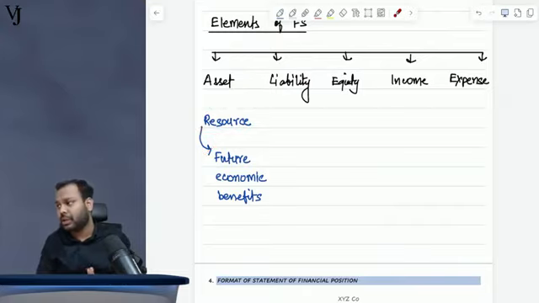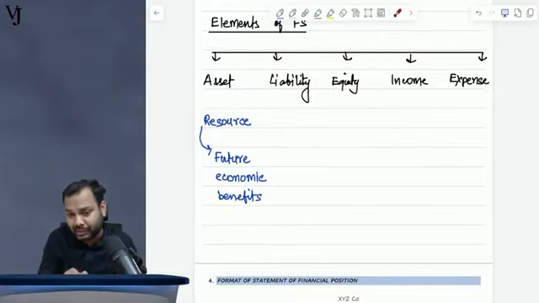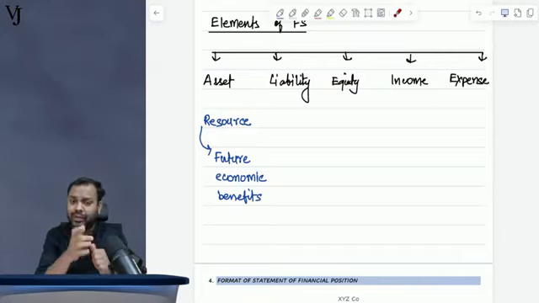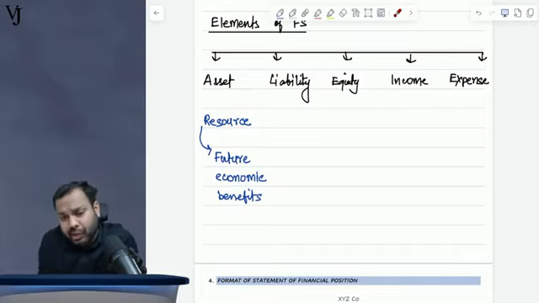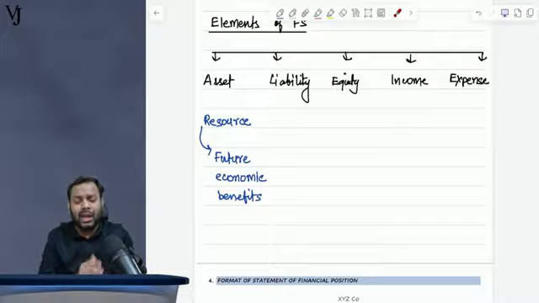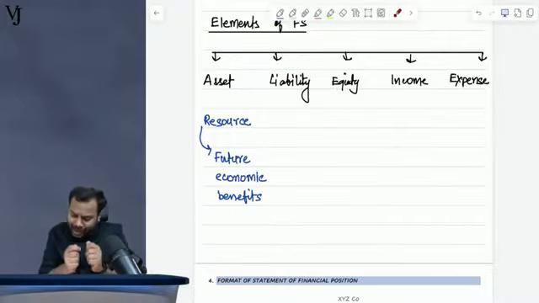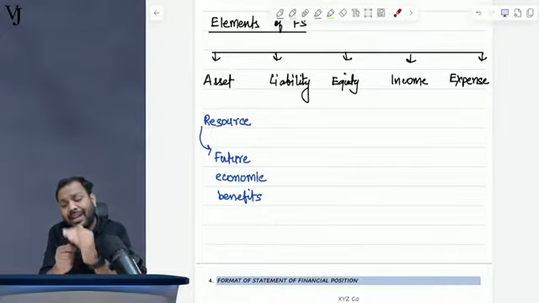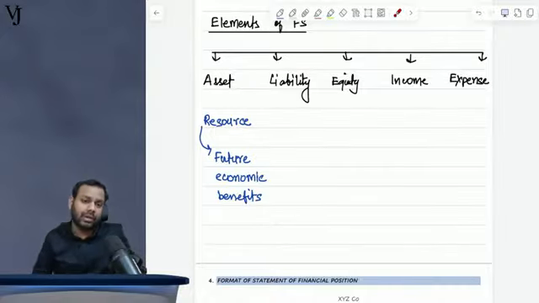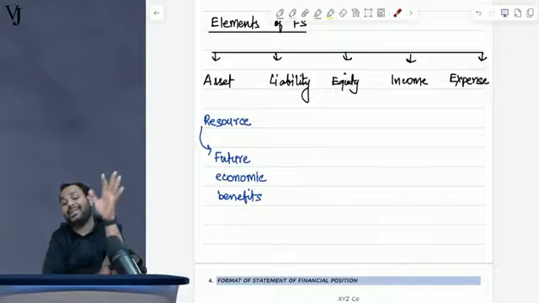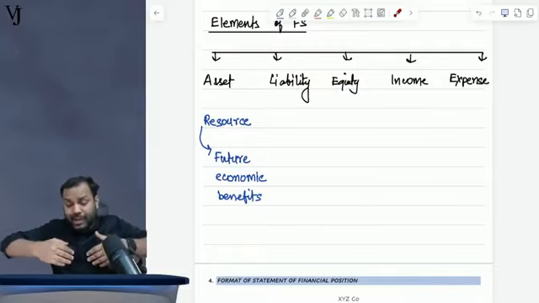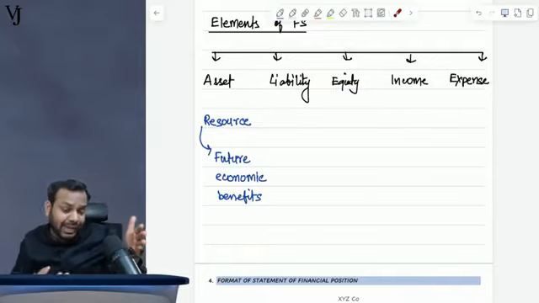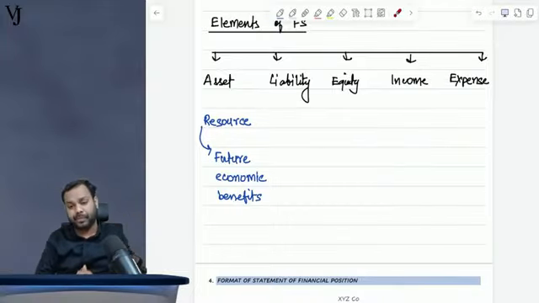Now understand one thing. To purchase an asset, we have to give cash. To incur an expenditure also, we have to give cash. How will you differentiate whether the amount which I am paying is an expense or an asset? Tell me.